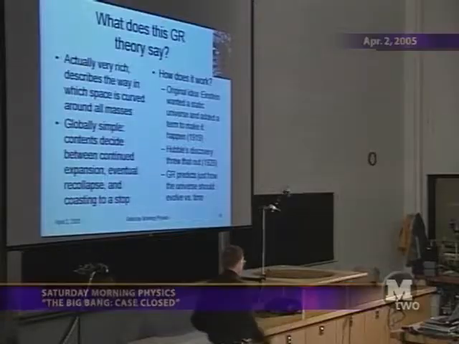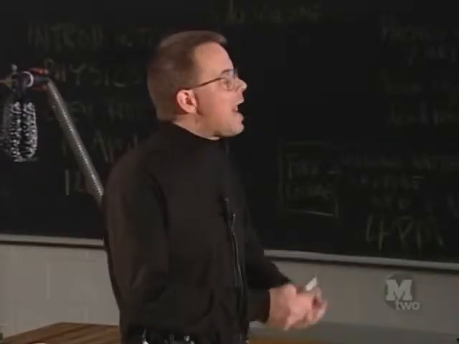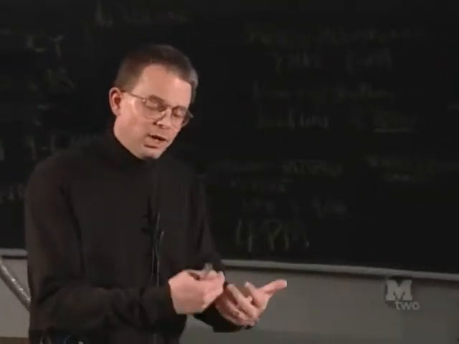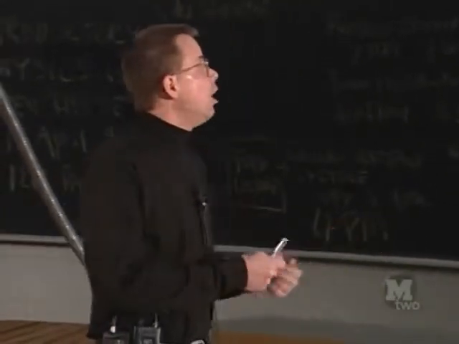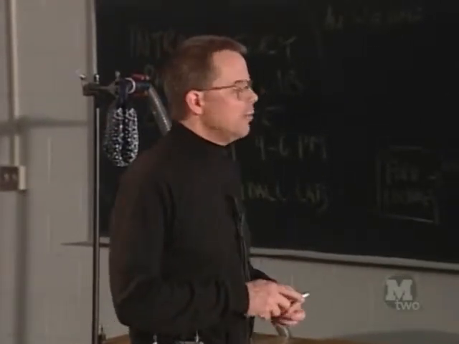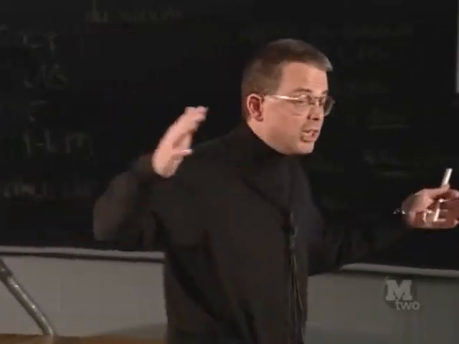But on a global scale, when we talk about what's going to happen in the future of the universe, this theory is really remarkably simple. The total amount of matter and energy in the universe is all we really need to know how the expansion of the universe will evolve. The contents of the universe, how much there is in it, decides between the continued expansion of the universe, an eventual recollapse of the universe, or a coasting to a stop at infinite time.